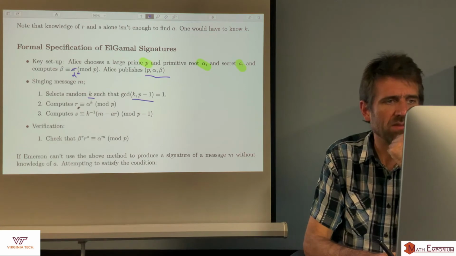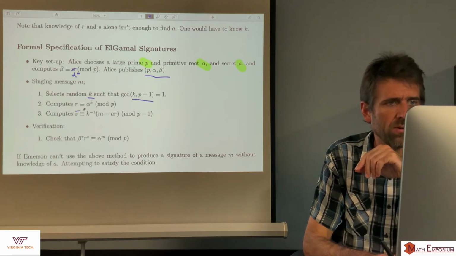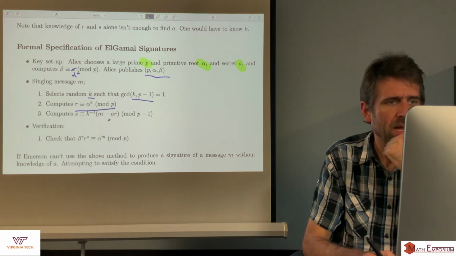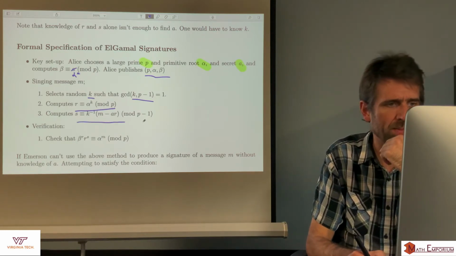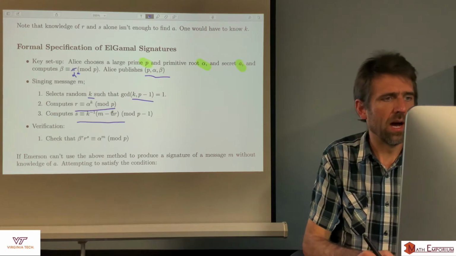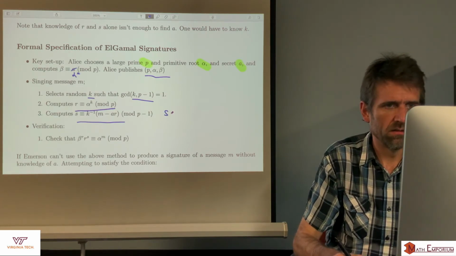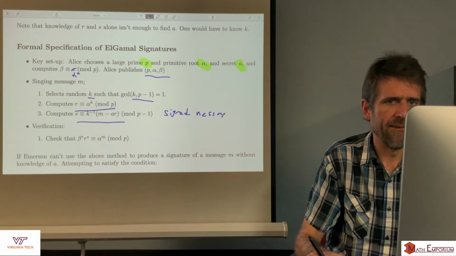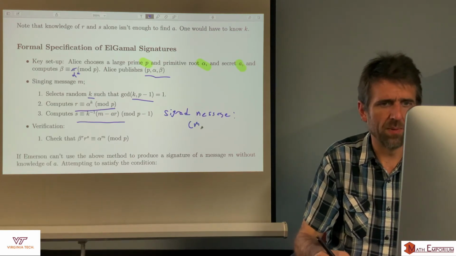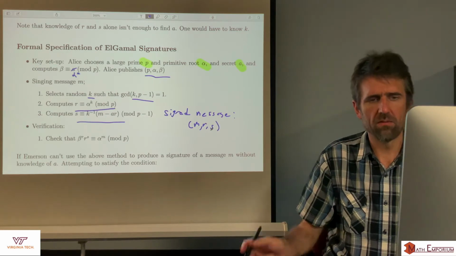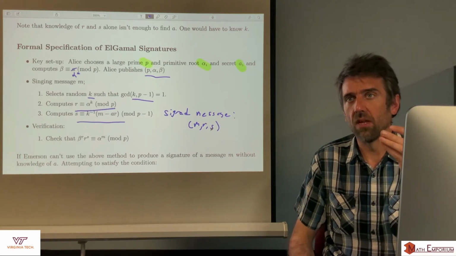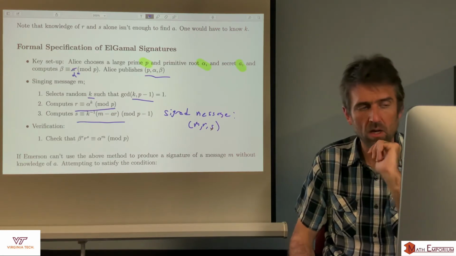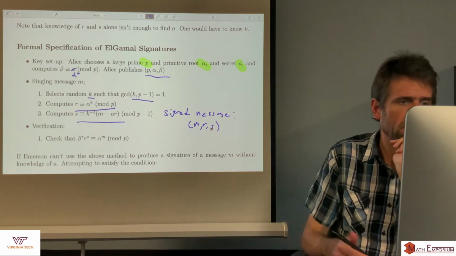Alice is going to compute r, which will be alpha to the k mod p, and then compute S, which will be k inverse times (M minus aR), mod p minus 1. Also I should note here that the signed message will be this triplet, M, r, s. So every signed message contains the original message and then these two other components of the signature.